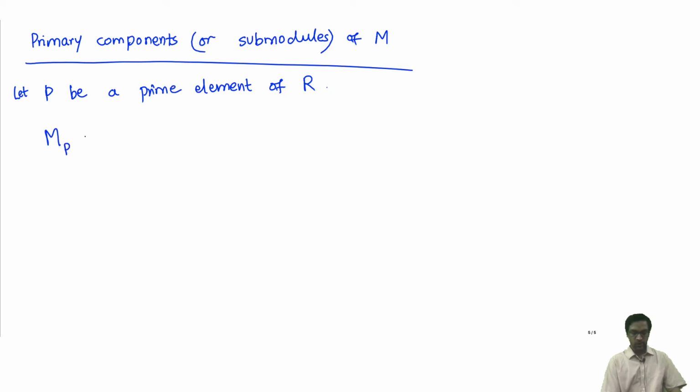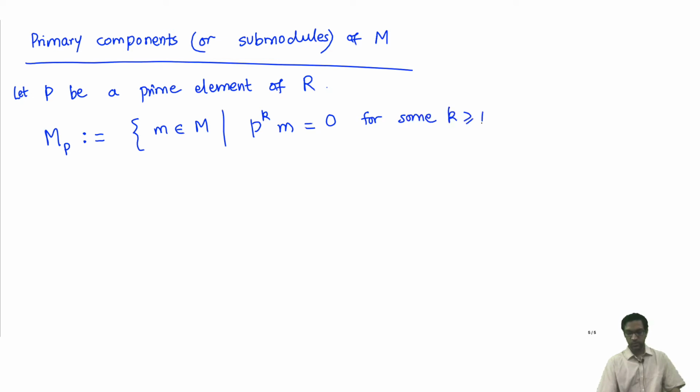We can define what's called M_p. Okay, so what is this? This is almost like the definition of the torsion module. You take those elements of M which are annihilated by some power of p, such that p^k annihilates m for some k greater than or equal to 1. Okay, so what does this mean? It's like a torsion element in some sense.